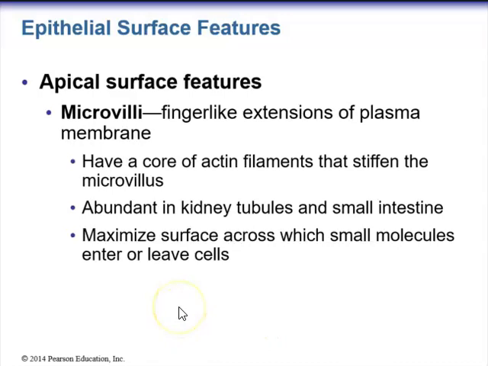So then we have apical surface features. We have structures called microvilli. Microvilli are finger-like projections or extensions of the plasma membrane. They have a core of actin filaments that will stiffen the microvillus. We can find these structures abundant in kidney tubules as well as the small intestine. Basically sites where we want to have maximal absorption and filtration. So microvilli maximize the surface across which small molecules can enter or leave cells.